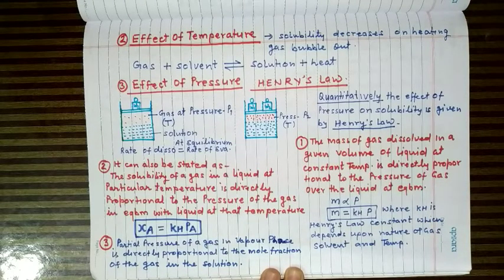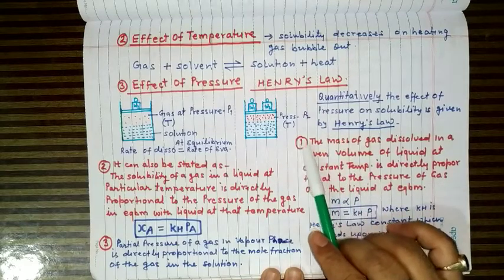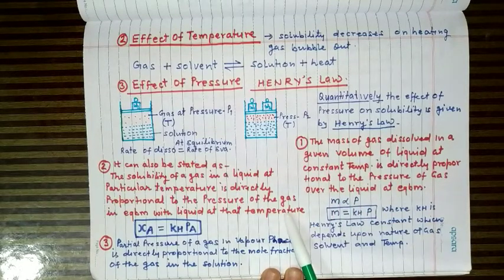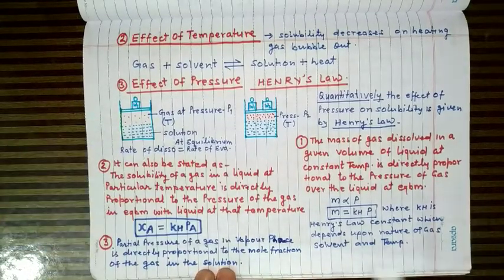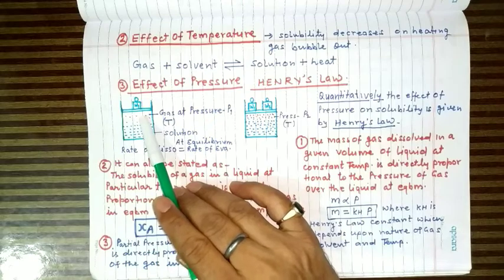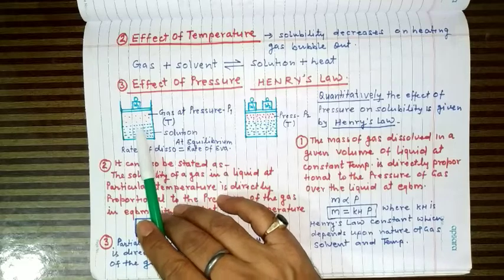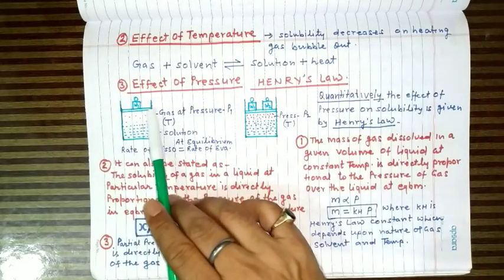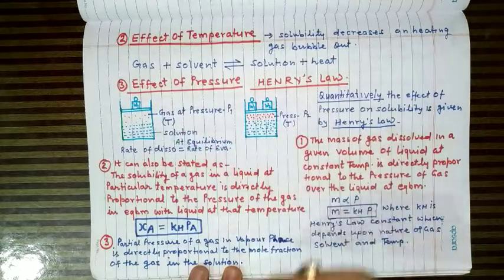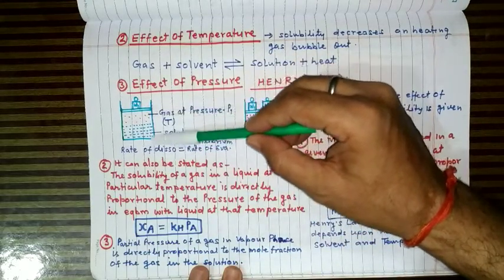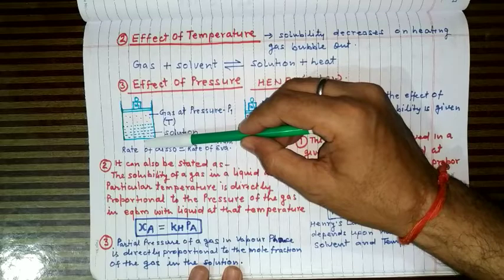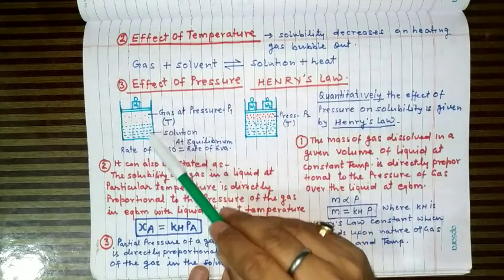Next is the effect of pressure. This is the most important topic from the examination point of view because here we will study Henry's law. In order to understand the effect of pressure on solubility, let us take one closed system. Here some gas is enclosed over a fixed amount of liquid, and then one weight is put over the piston. Now this starts moving down, and after some time it becomes constant. It does not come further lower. So this shows that now there is equilibrium.